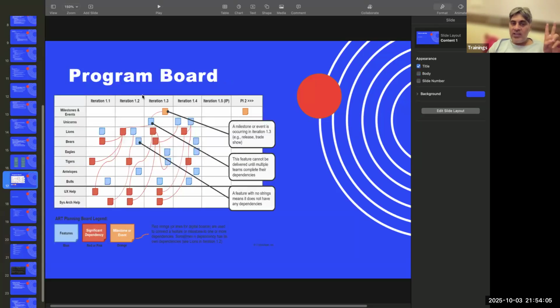Then finalization of the program board. This board tells you which feature you are going to deliver in which sprint and what dependencies you have with other teams.